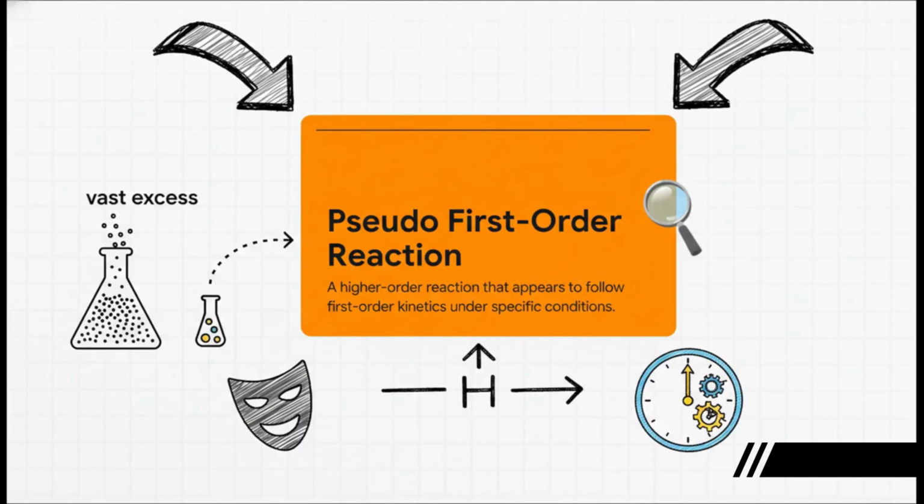And that brings us to the name of the game, the pseudo first-order reaction. Pseudo just means fake, right? It's like a disguise. This is a reaction that is, deep down, a second-order reaction, but it's putting on a costume, pretending to be first-order. And the whole reason it can pull off this disguise is because of that one crucial phrase: one of the reactants is in vast excess.